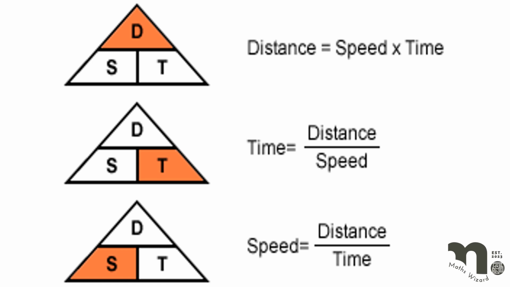So just a reminder of your distance speed time calculations, your formulas for these. These will be important on these. So distance is always, remember, speed times time. Time is always distance divided by speed. And speed is distance divided by time. And you can use your formula triangles to help with this.